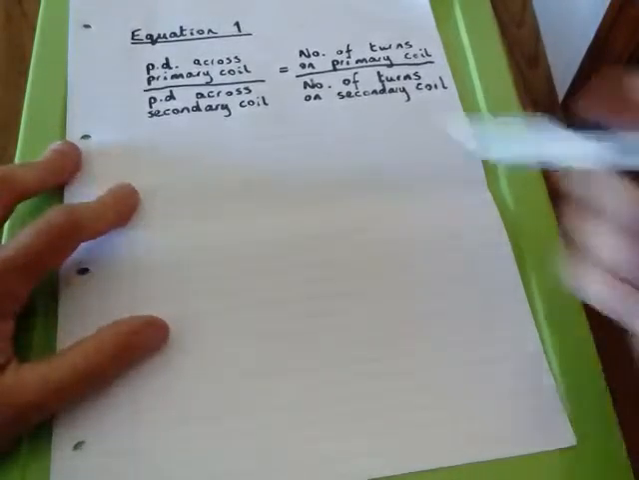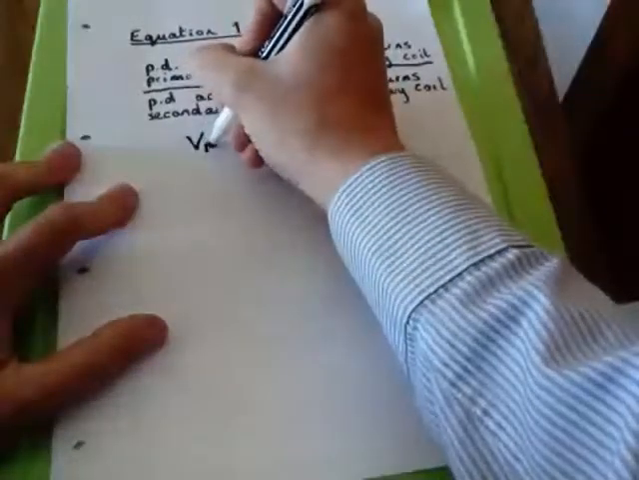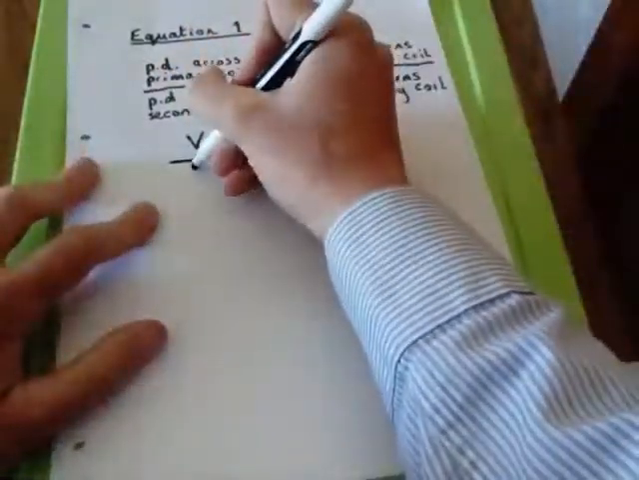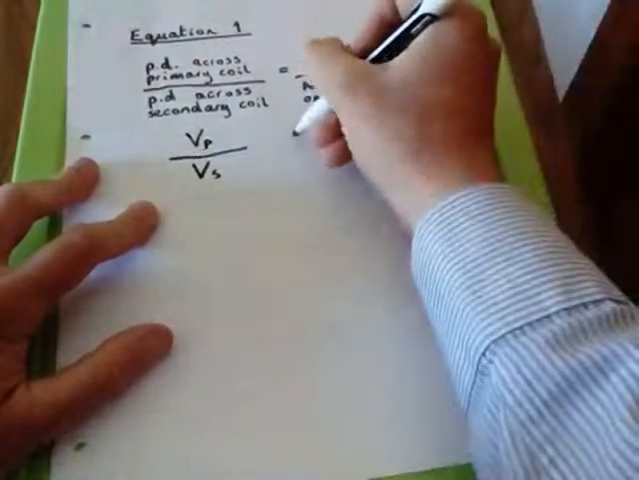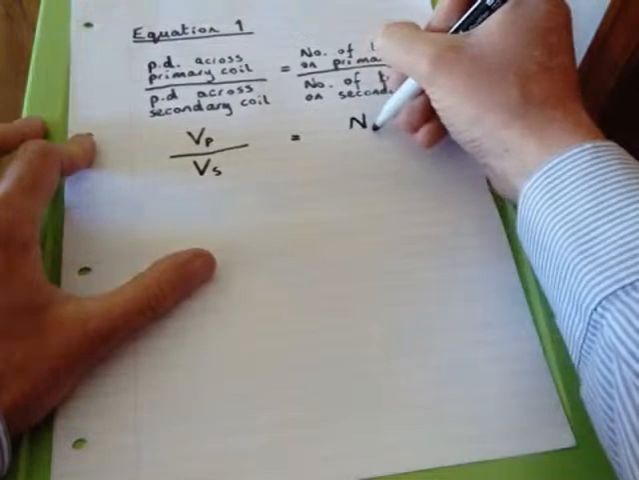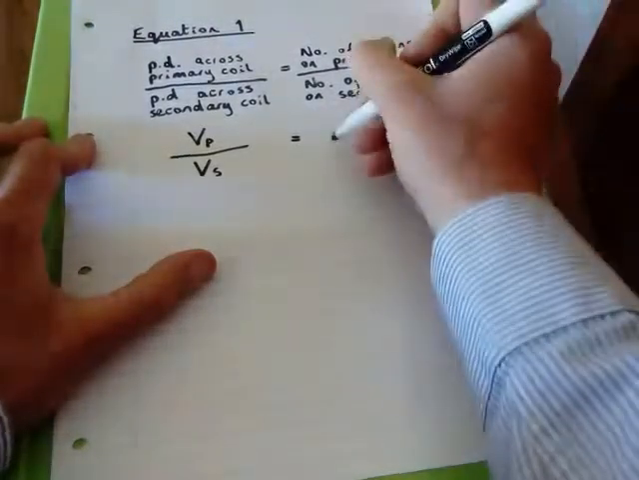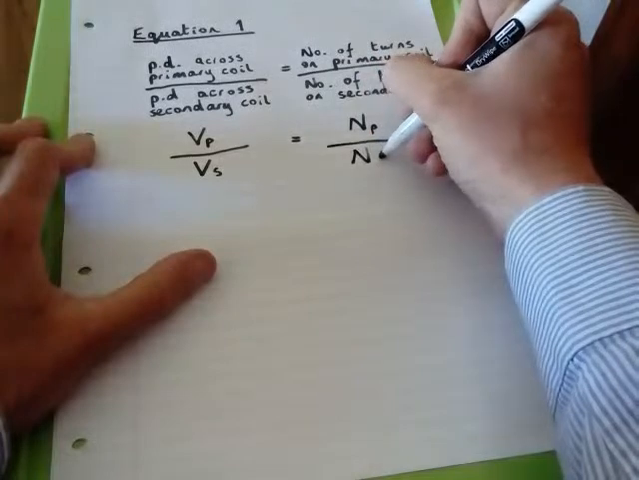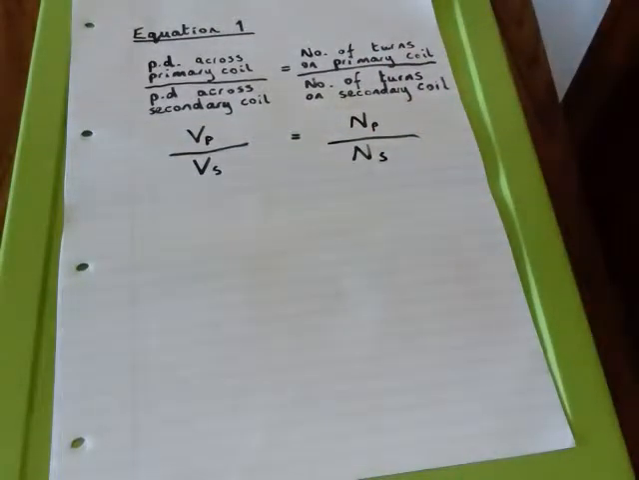And you can bet we like to shorten that because that is a pain to write again and again and again. So we use subscript to separate things out. So potential difference across primary coil becomes VP, P for primary. And potential difference on secondary coil becomes VS. And that equals, and we use capital N for number of turns. So capital N subscript P means number of turns on primary coil, divided by capital N subscript S, number of turns on secondary coil.